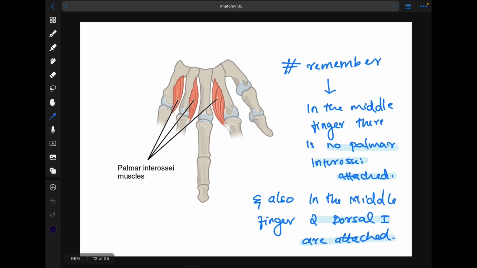Here is an important point which is often asked in MCQs: in the middle finger there is no palmar interossei attached, and also in the middle finger there are 2 dorsal interossei attached. This is the middle finger. No palmar interossei attachment is present here, but 2 dorsal interossei are attached to this middle finger.